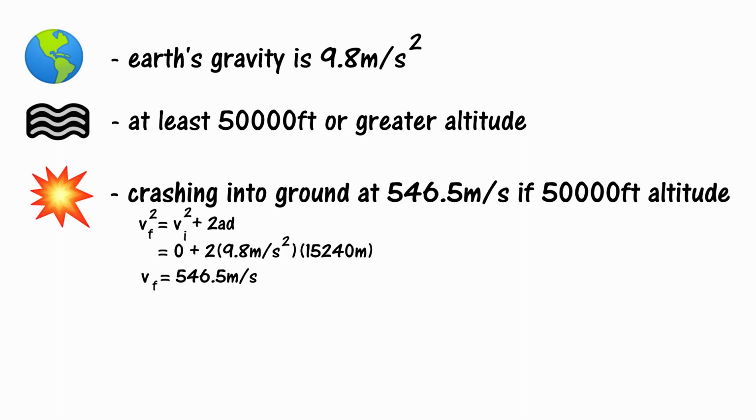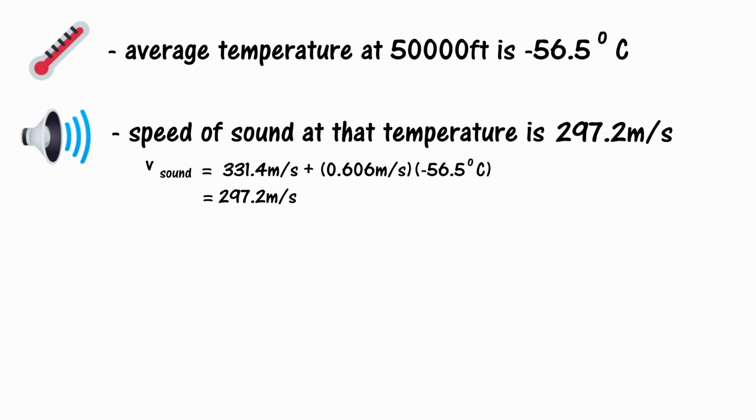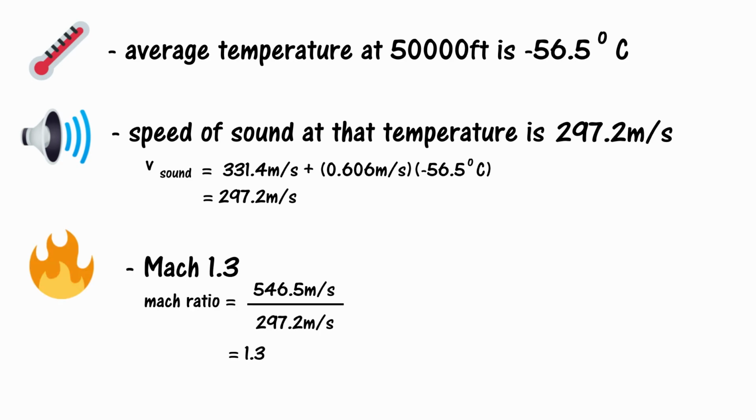You're at least 50,000 feet or greater and you're about to crash into the ground at 546.5 meters per second in 58.5 seconds using kinematics equations. Which, in other words, you're going to hit the ground faster than the speed of sound at Mach 1.3 if the temperature at that height is negative 56.5 degrees Celsius. And the landing's probably going to really hurt, but on the bright side, you have 55.8 seconds to figure out what the hell to do.